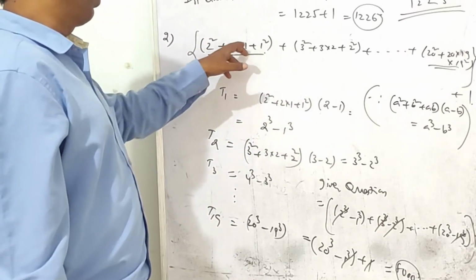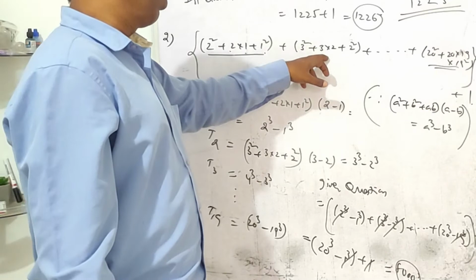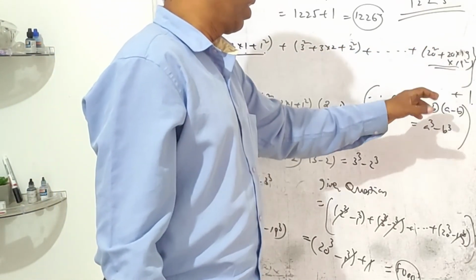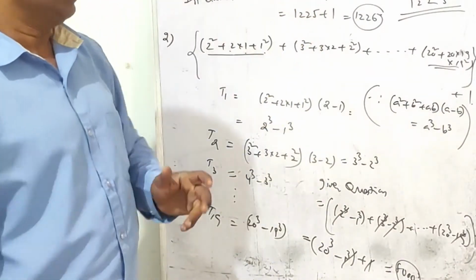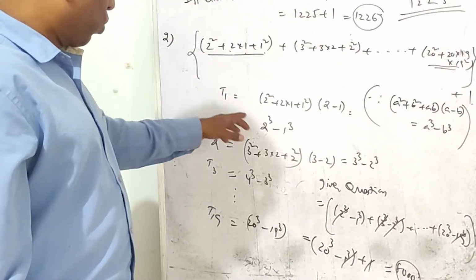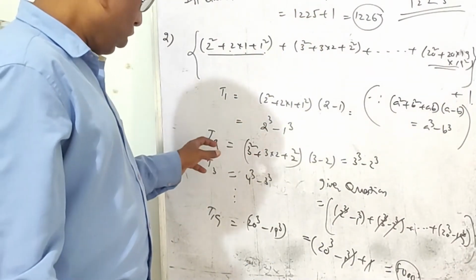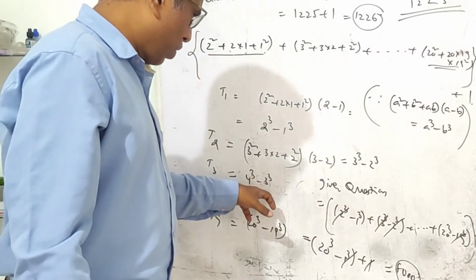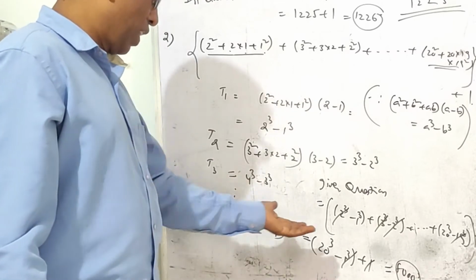2 square, 2 into 1, 1 square. 3 square, 3 into 2 plus 2 square, and so on. 20 square, 20 into 19, 19 square, plus 1. So this is, T1 is 2 cube minus 1 cube. T2 is 3 cube minus 2 cube. T3 is 4 cube minus 3 cube. So T19 is like this.